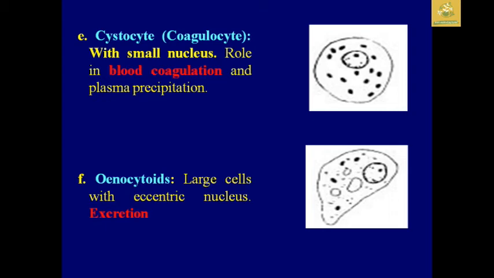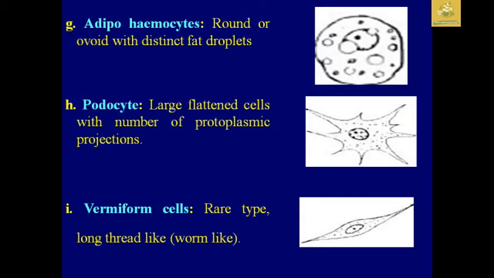as well as plasma precipitation in the insect body. The oenocytoids are known as the largest cells with an eccentric nucleus, so they are used in the process of excretion in the insect body. Adipohemocytes are round or ovoid in shape with distinct fat droplets. So these are the cells which carry the fat droplets.